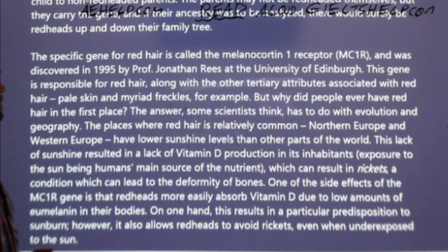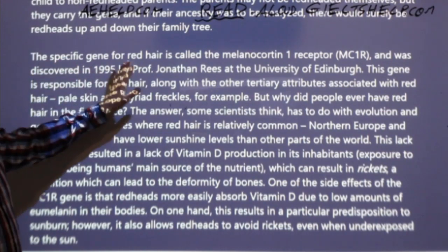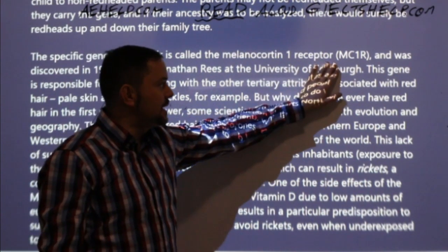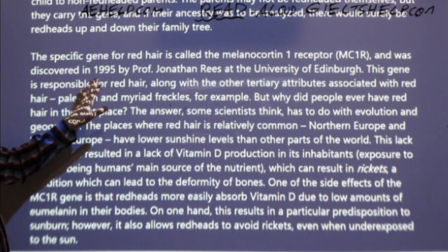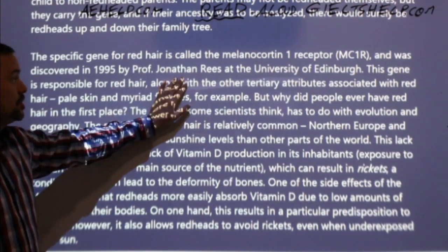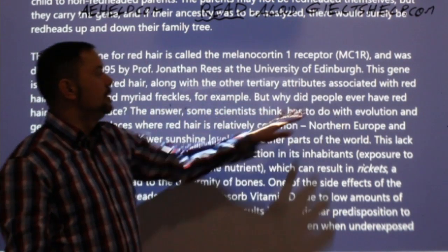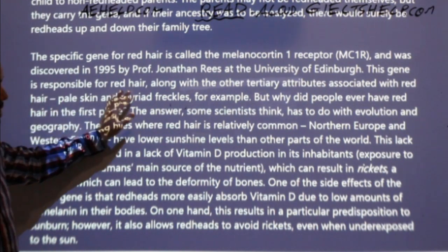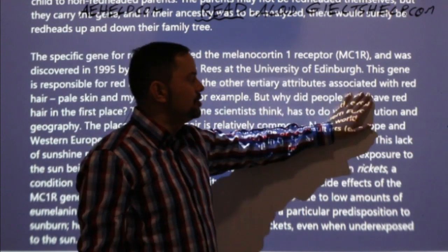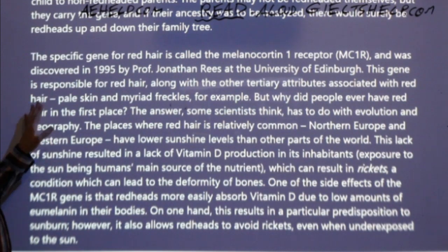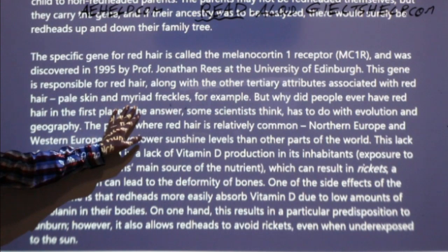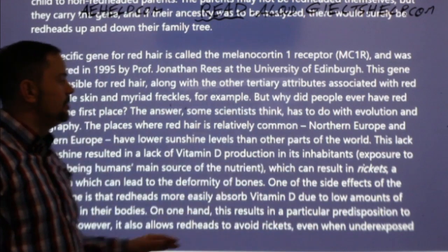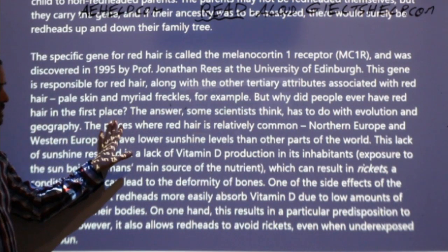Let's read together aloud. The specific gene for red hair is called the melanocortin-1 receptor, MC1R, and was discovered in 1995 by Professor Jonathan Rees at the University of Edinburgh. This gene is responsible for red hair, along with the other tertiary attributes associated with red hair, pale skin, and myriad freckles, for example. But why did people ever have red hair in the first place?